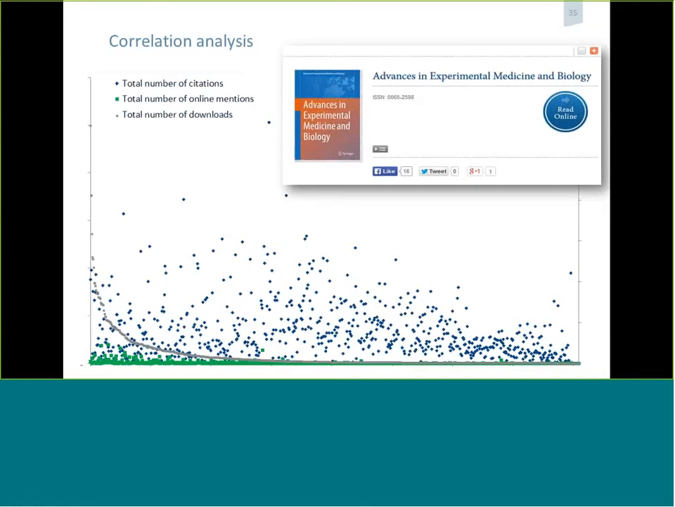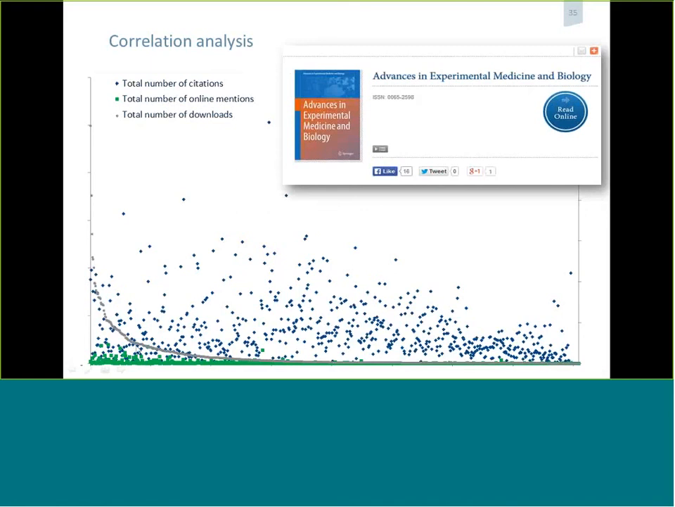And here we have an example of a book series that has a lot of books in it. Each of the dots that you see is a value for an individual book. I've sorted all of these books by the number of downloads. That's the gray line that you see. And the green line is the online mentions and citations. So we can do some very careful analysis on whether or not there's a correlation between any of these metrics, but this is something that has never been done before.